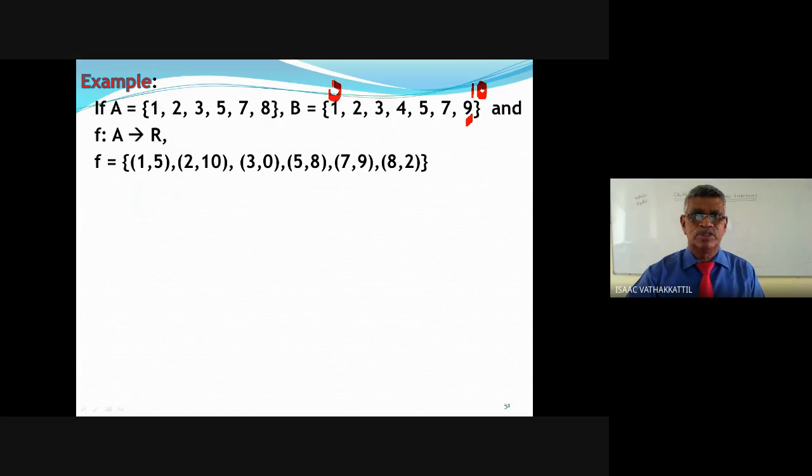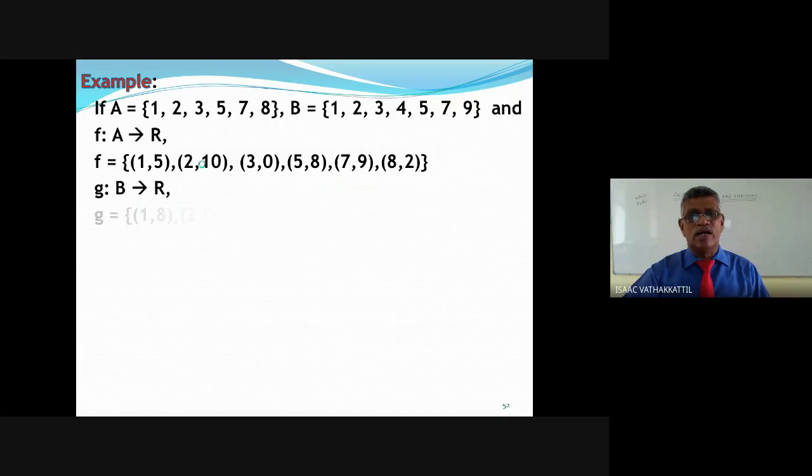Again 0 also. Oh, sorry, not necessary. It is not from A to B. So sorry. It is from A to R. No, my reading error. There is no 0 or 10. So 0 range actually is subset of R. It is from A to R, not from A to B. So 1, 5, 2, 10, 3, 0, 5, 8, 7, 9, 8, 2.